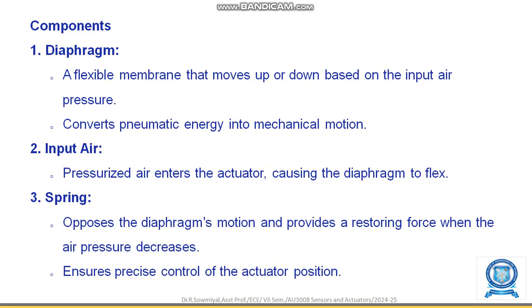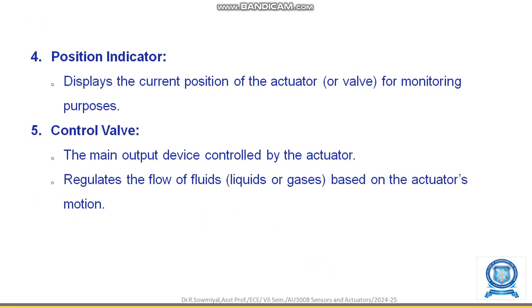Next one is the input air. Pressurized air enters the actuator, causing the diaphragm to flex. Spring opposes the diaphragm motion and provides the restoring force when the air pressure decreases. It ensures precise control of the actuator position. Position indicator displays the current position of the actuator for monitoring purposes. Next one is the control valve. The main output device controlled by the actuator, it regulates the flow of fluid based on the actuator motion.